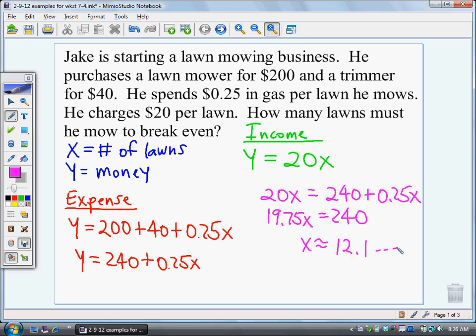So then, to be able to break even, you would need to mow a little more than 12 lawns. Well, you either mow a lawn or you don't. So the correct answer would be 13 lawns would need to be mowed. At that point, you will have broken even. In this case, you would be making money. If you only mowed 12 lawns, you would still be losing money. So the break-even point is somewhere between 12 lawns and 13 lawns. So you need to answer 13.